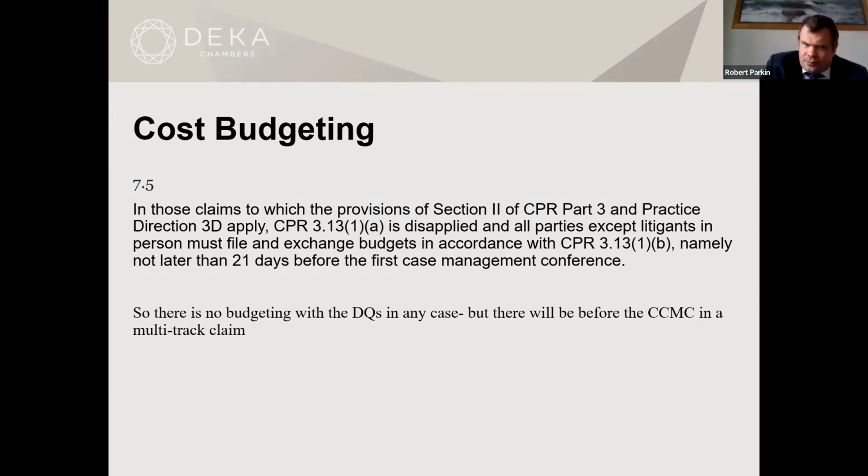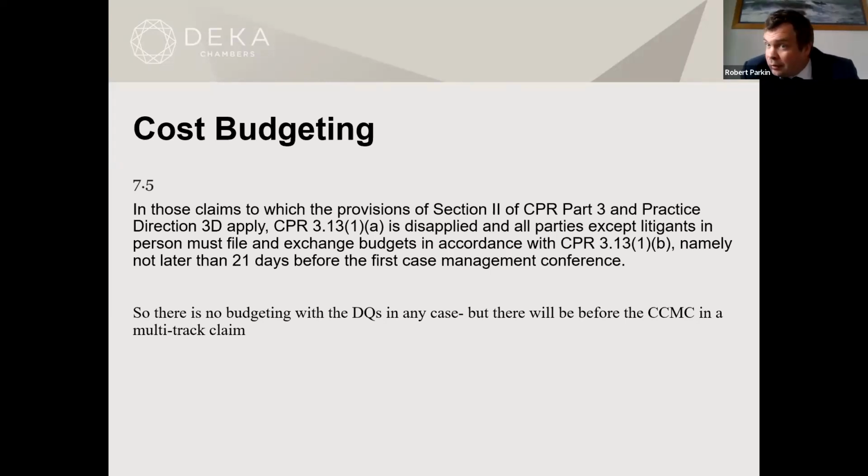Cost budgeting. This is an important provision, I think. In those claims to which Section 3 of Part 3, Practice Direction 3D applies, CPR 3.13.1A is disapplied, and all parties except litigants in person must file and exchange cost budgets with 3.13.1B. What's that talking about?